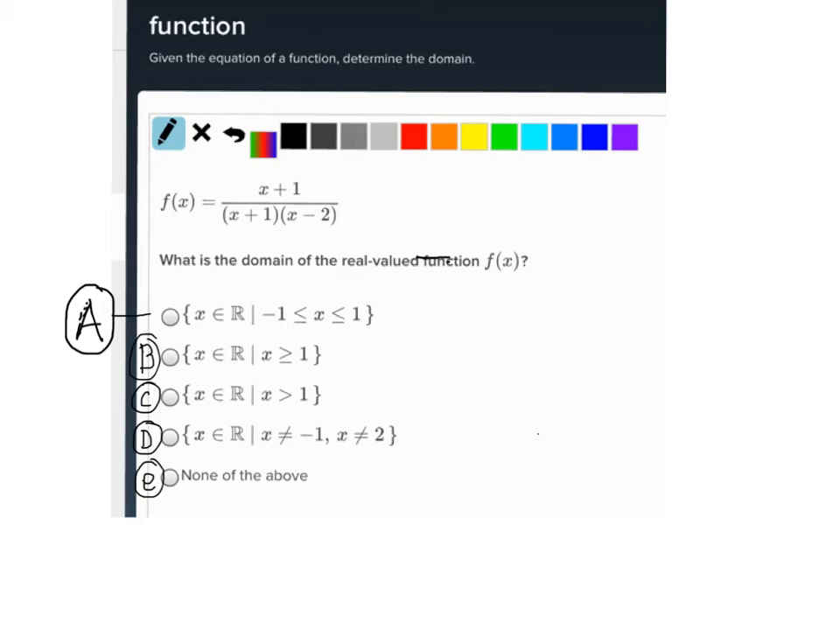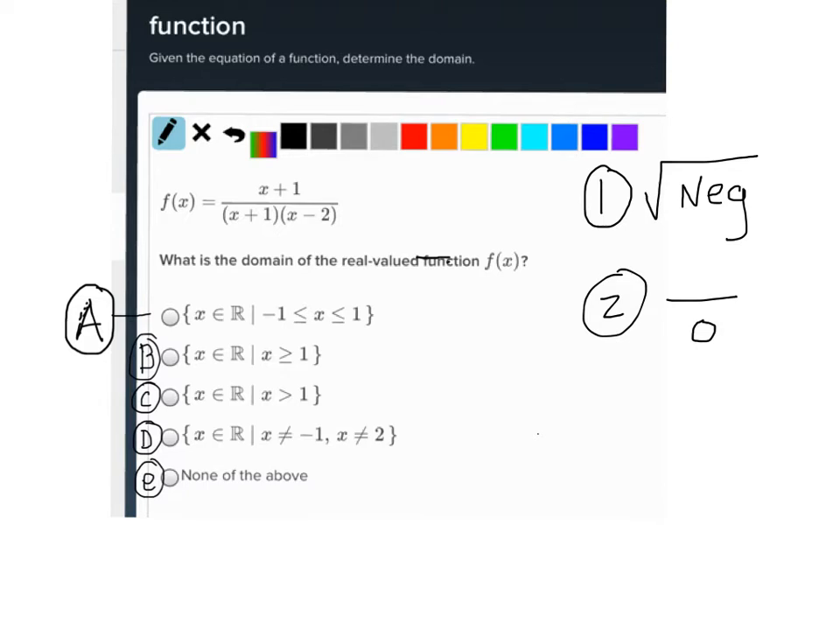Now this right here is all about restrictions. What are the two restrictions on functions? They are, you cannot have a negative under an even radical, and you cannot have a zero in the denominator. You can't divide by zero. Okay, those are your two restrictions.